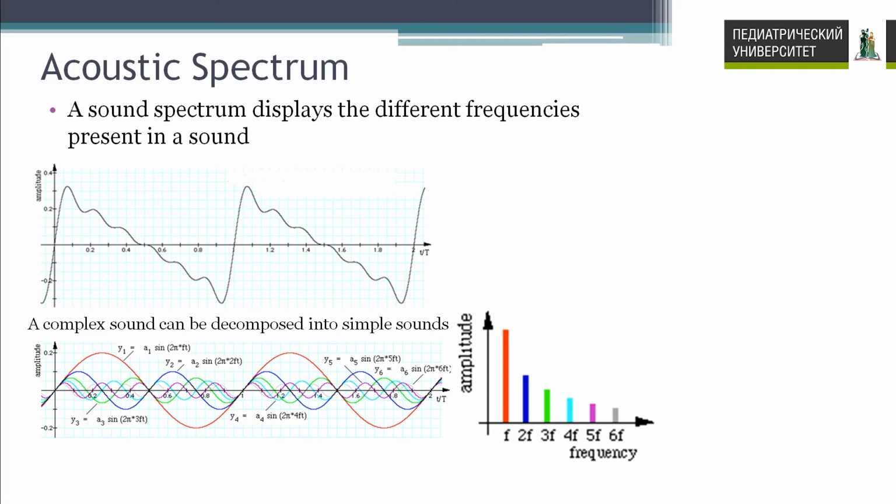Overtones have frequencies that are multiples of the fundamental frequency: 2f, 3f, 4f, and so on. A complex sound can be decomposed into simple sounds. You can see on the pictures in this slide examples of the acoustic spectrum with different colors. Especially, these are the colors of music, maybe colors of sound, the acoustic spectrum.